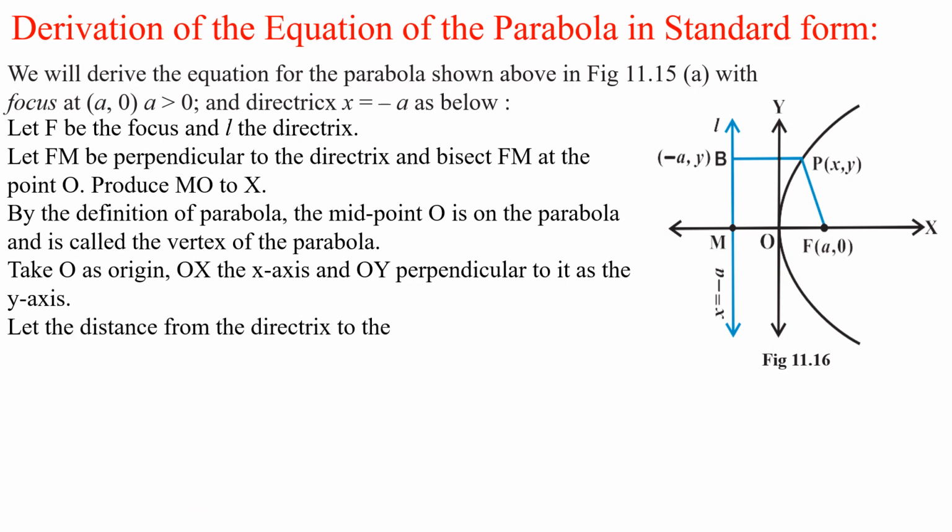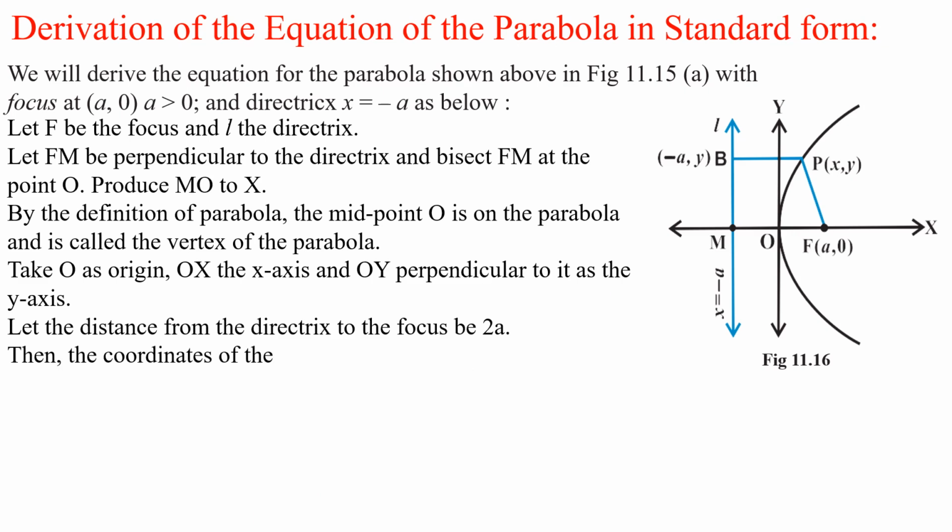Let the distance from the directrix to the focus be 2a. Let us assume that the distance of the focus F from the directrix is 2a units. From here to here, 2a units, because from here to here is a units and from here to here is a units. So the total distance is 2a units. The distance of the point F from the directrix is 2a units. Understood this point, my children?